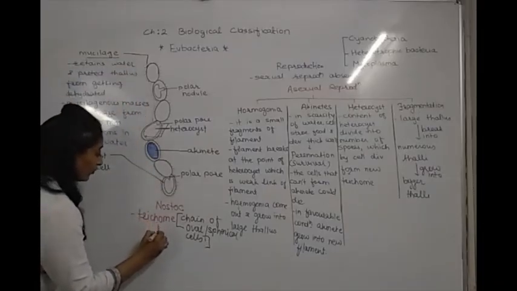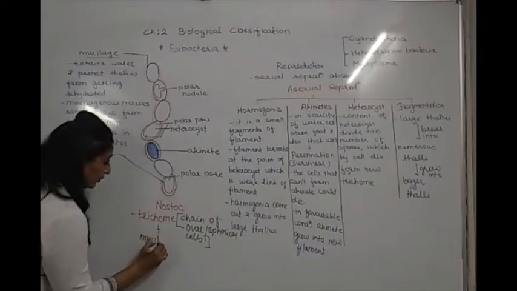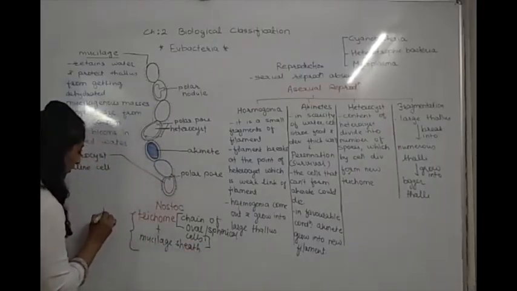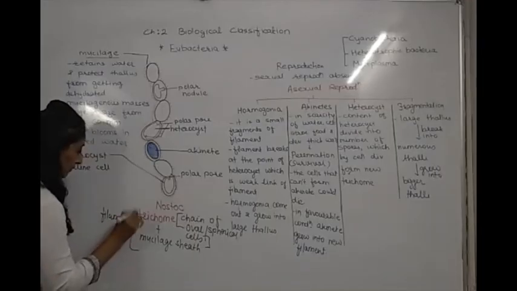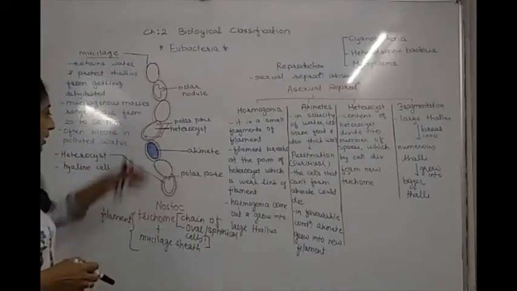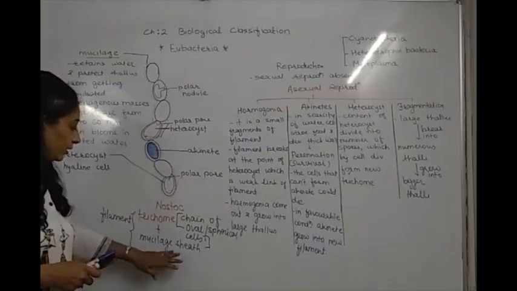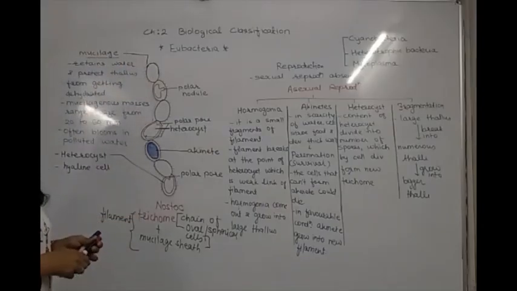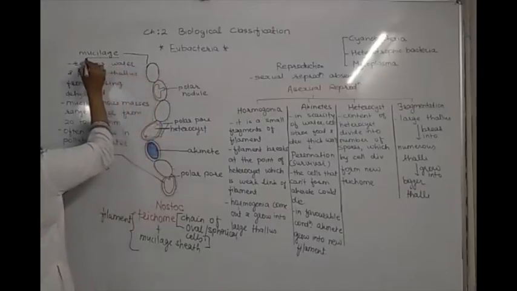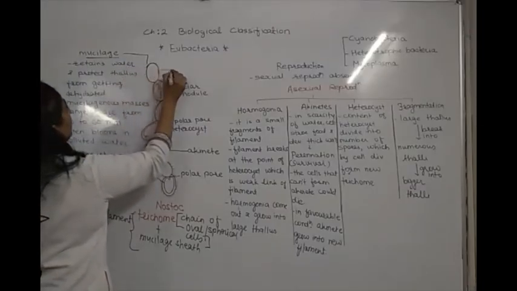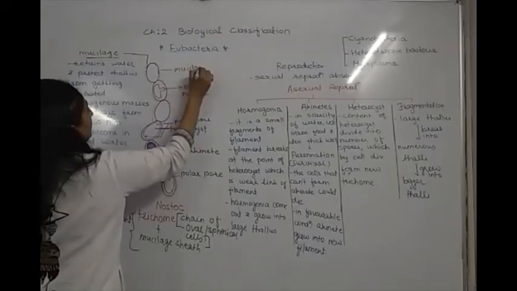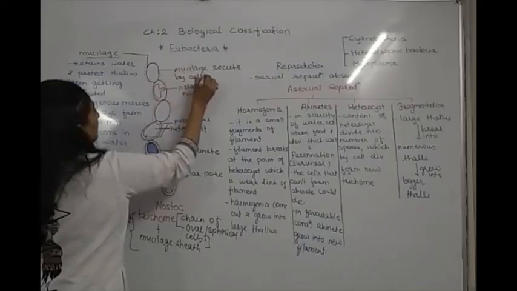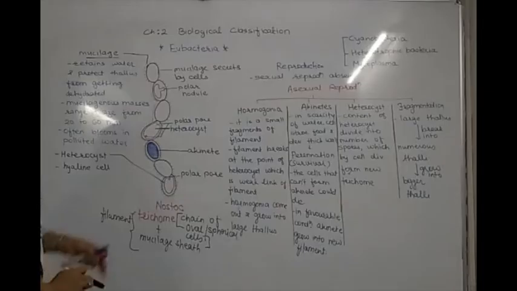So the trichome with the mucilage shell is now called a filament. The filamentous form is basically the trichome along with the mucilage shell. This mucilage is secreted by the cells themselves. The entire trichome is covered by the mucilage, secreted by the cells themselves.